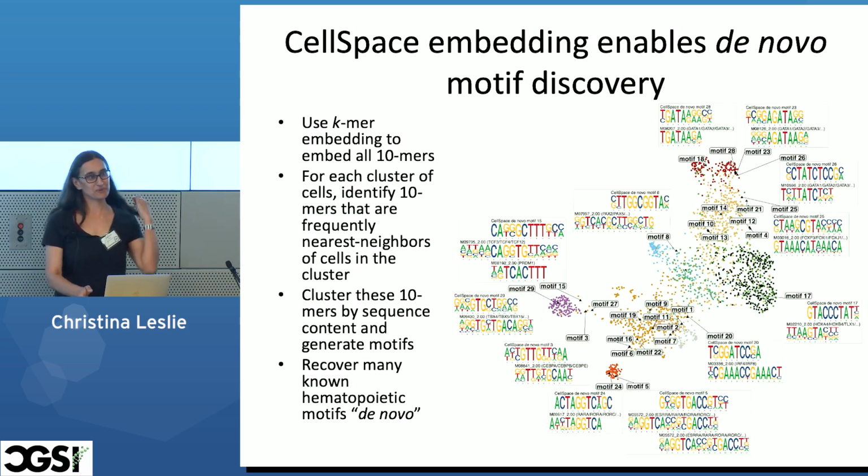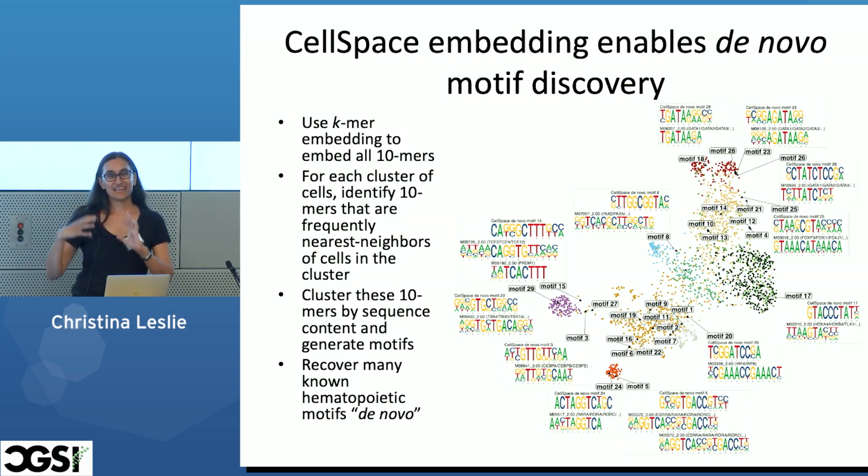In review, people wanted to show that we could do de novo motif discovery. So we have all the cells and all the DNA k-mers embedded in the same space. Can you find new motifs? I don't think we showed that you can find new motifs, but we showed that you could find known motifs de novo.